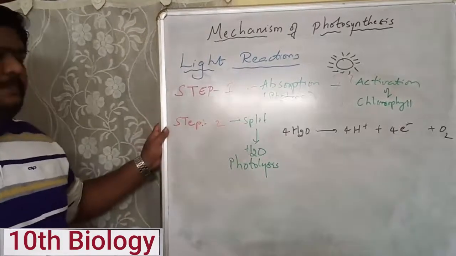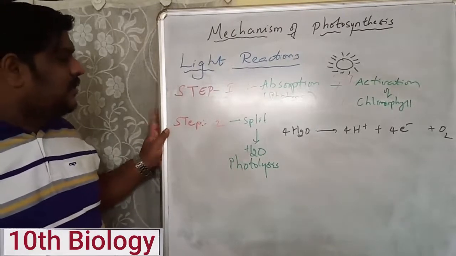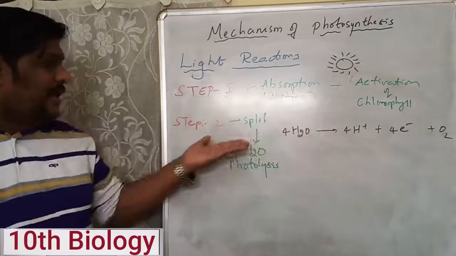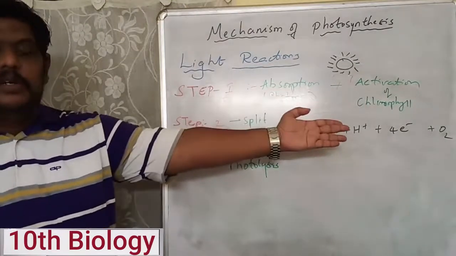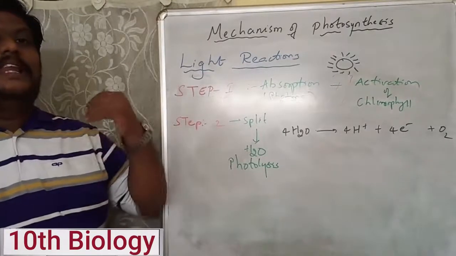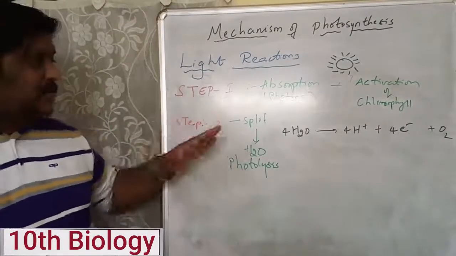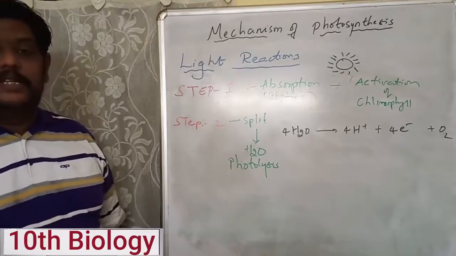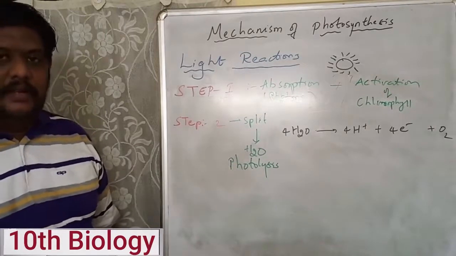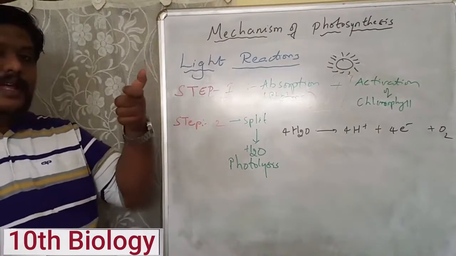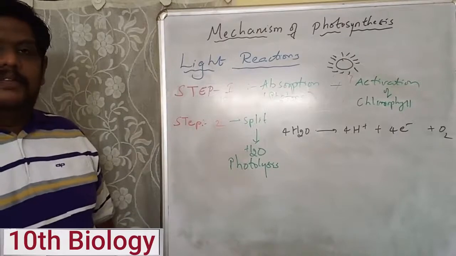So here in step 2, we see that the water molecules are split into hydrogens and electrons, and in this process what is given out? Oxygen is given out. So this oxygen is liberated outside. That is what we have seen in the experiment of oxygen using the hydrilla plants. In that experiment I have seen that the gas which is collected at the end, you know what is that gas? We said that it is oxygen.